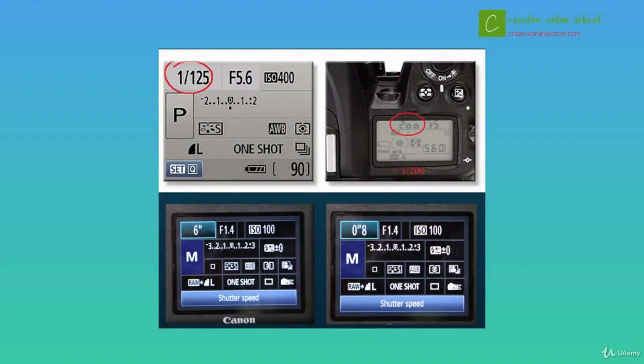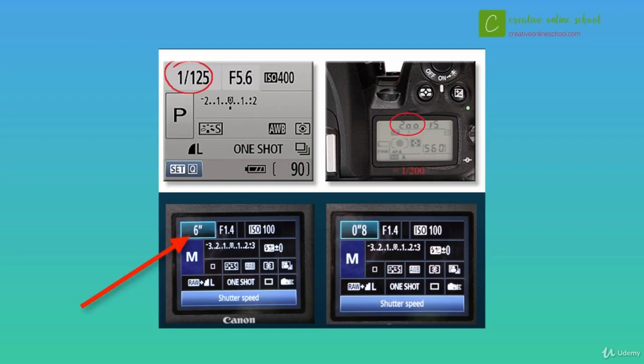Here's a visual of what shutter speeds look like. At the top left, you see 1/125. That's 125th of a second. On the top right, you'll see with semi-pro or pro cameras that you're just going to see the number, but it's 1 over whatever that number is. So that's 2/100ths of a second at the top right. So it's always a fraction, unless you see these hash marks.